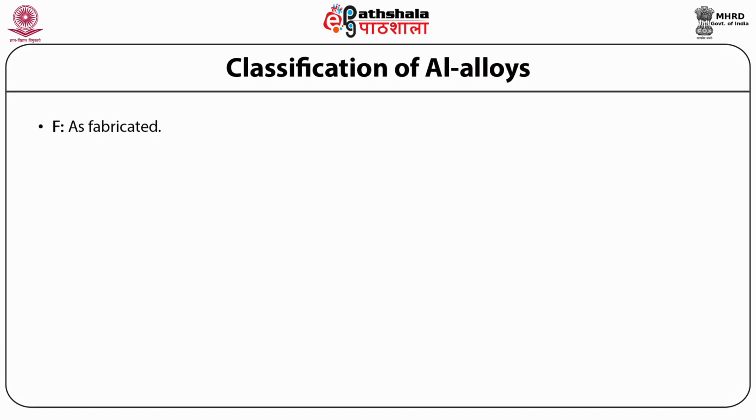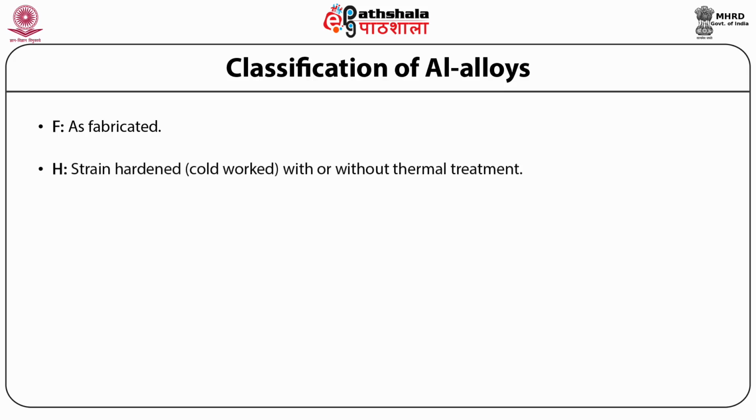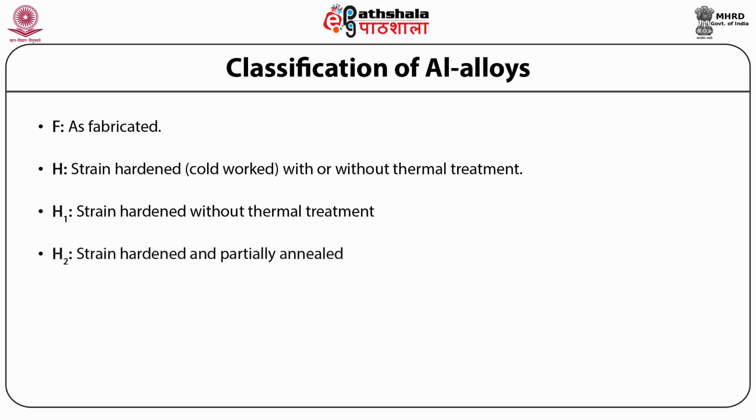Now continuing our discussion on the classification of aluminium alloys, the definitions for the tempers are: F corresponds to as fabricated, H to strain hardened or cold worked with or without thermal treatment, H1 strain hardened without thermal treatment, H2 strain hardened and partially annealed, H3 strain hardened and stabilized by low temperature heating.